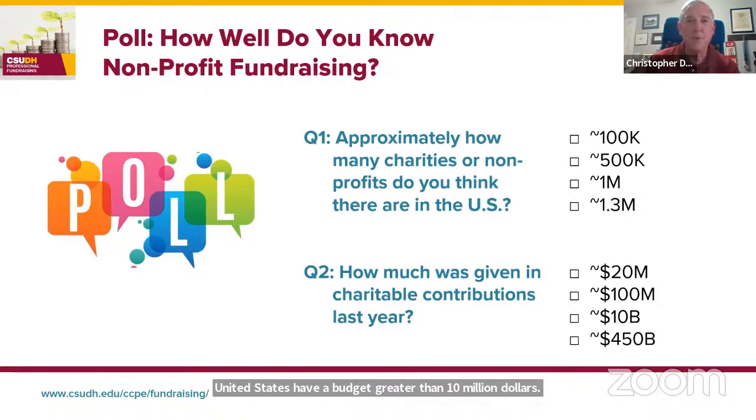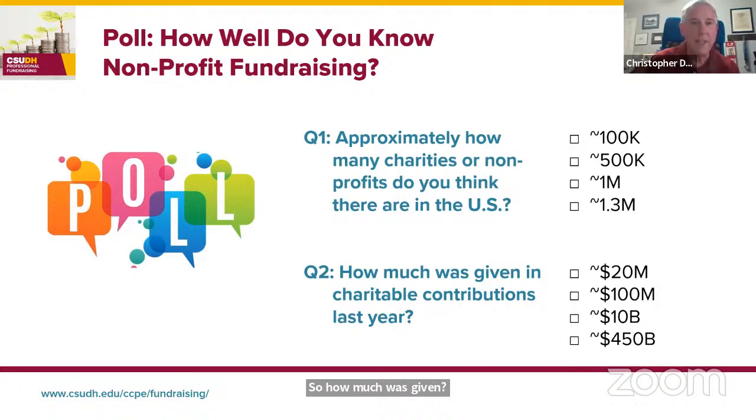Are we ready to see the results from the poll? All right. We have a couple people with that 100,000 and nobody picked 500,000. A few people picked $1 million and the majority got it correct, 1.3 million. There's about 1.3 million charities in the US and you add in another couple 100,000 foundations and you're up close to 1.5 million. So how much was given in charitable contributions last year?